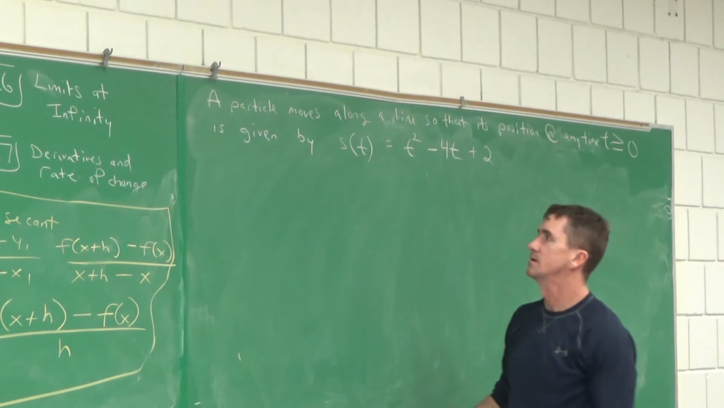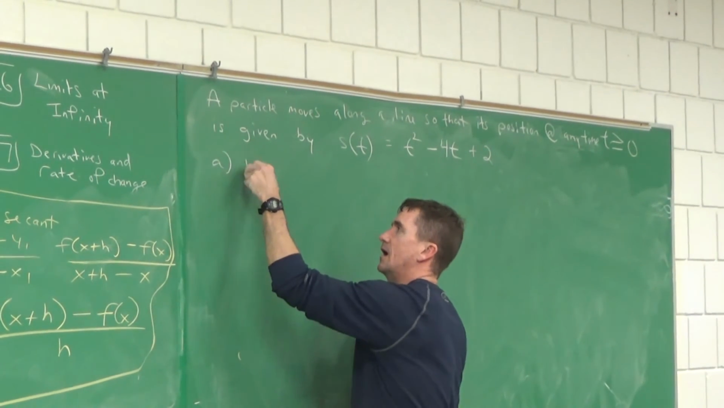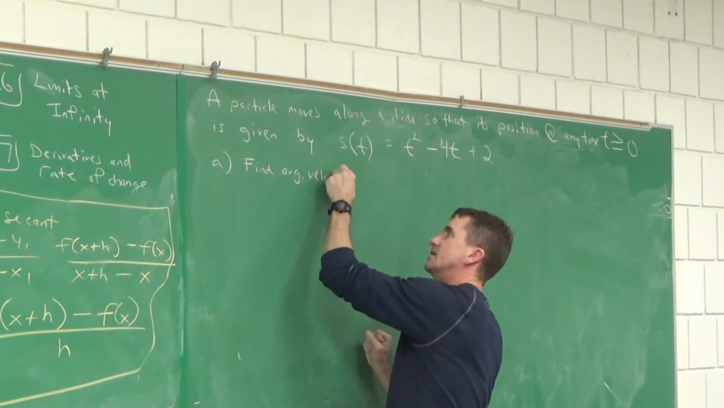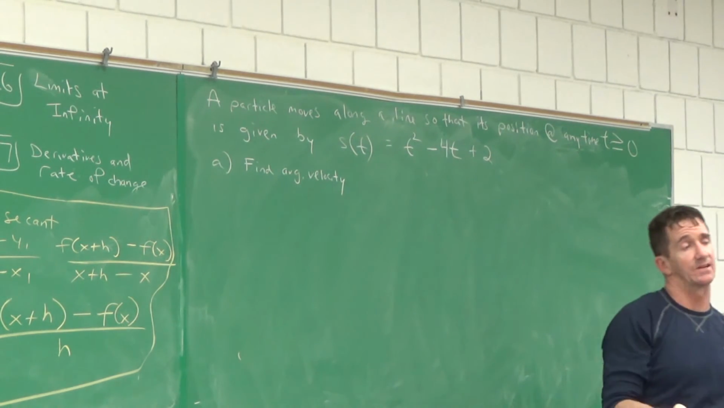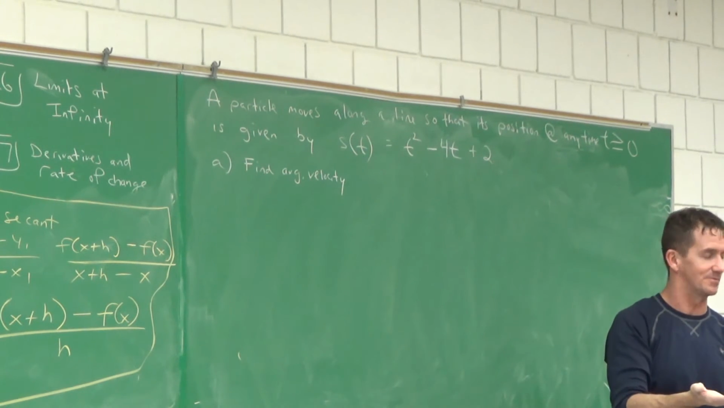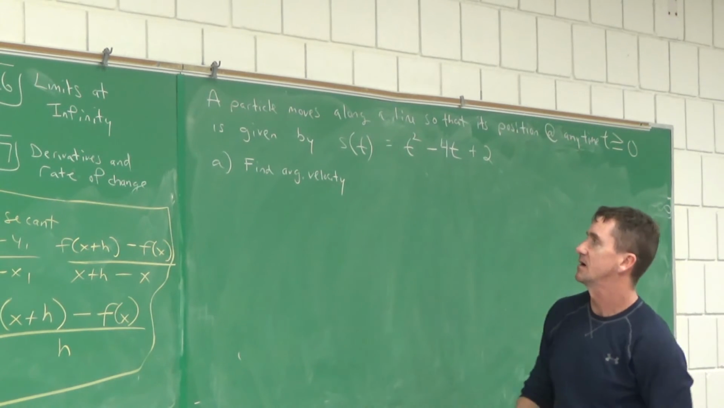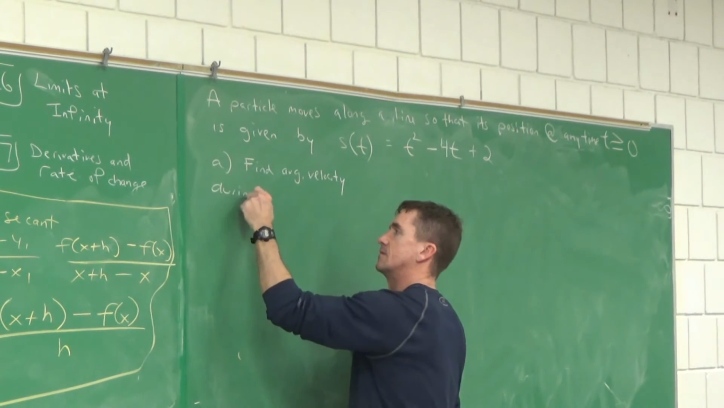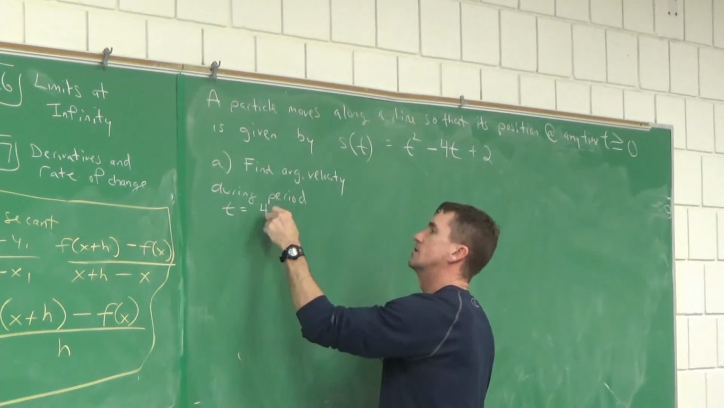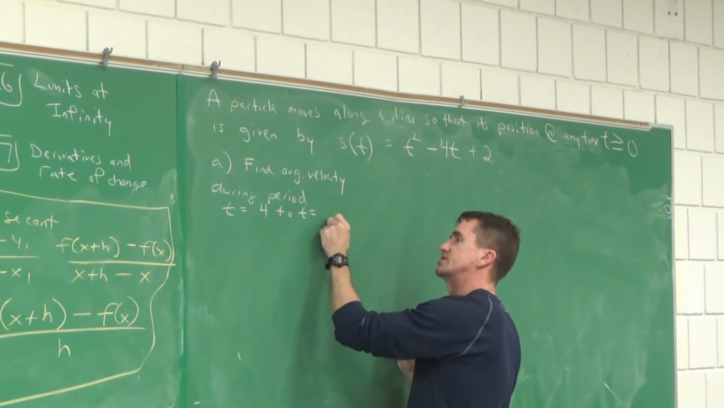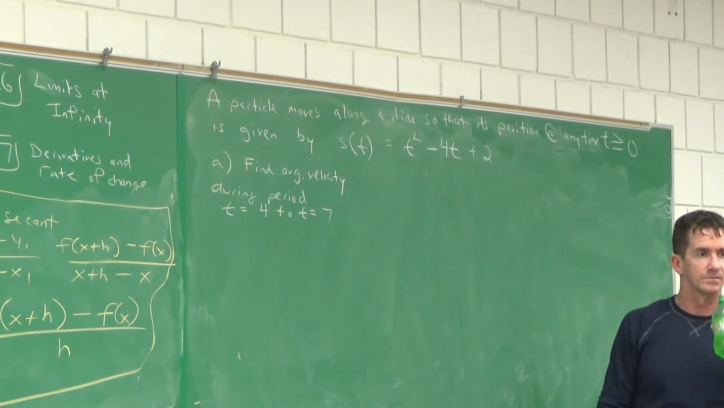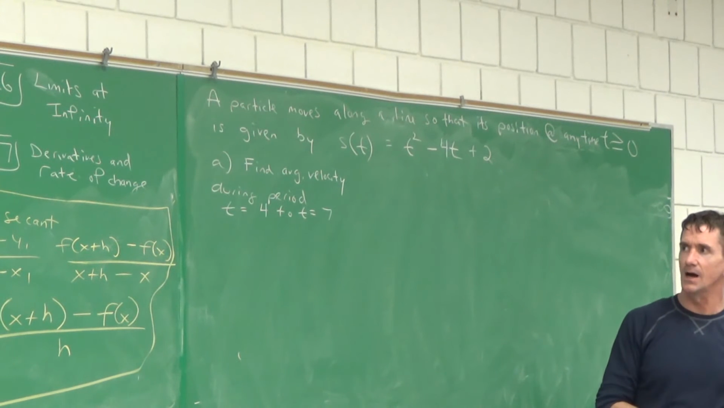Okay. Letter A. I want you to find the average velocity. If I say average velocity, don't you agree I have to give you 2 points at a time? Find the average velocity between what 2 times? So find the average velocity during the period t equals 4 to t equals 7. Do I need the derivative formula?